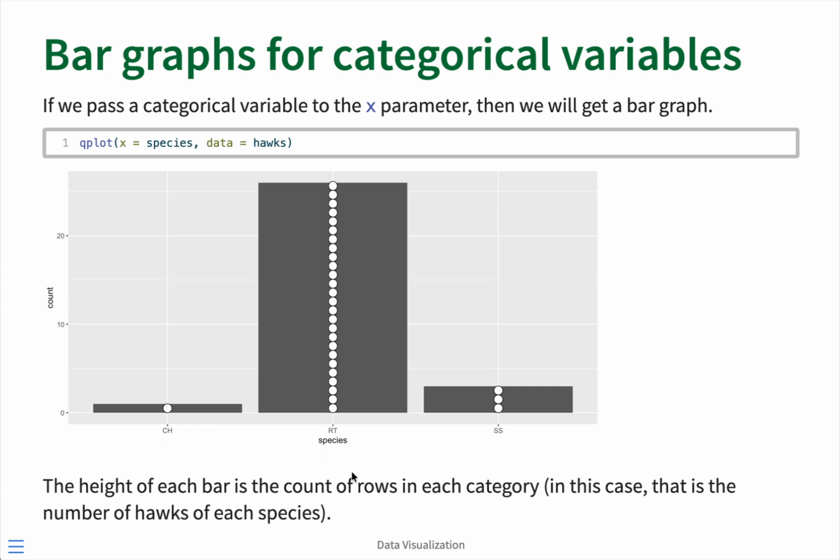So if we create a bar graph of the species variable, then we know there were 3 species. And sure enough, we see those on the x-axis of this graph, and each bar corresponds to how many hawks of that species were in this data set.